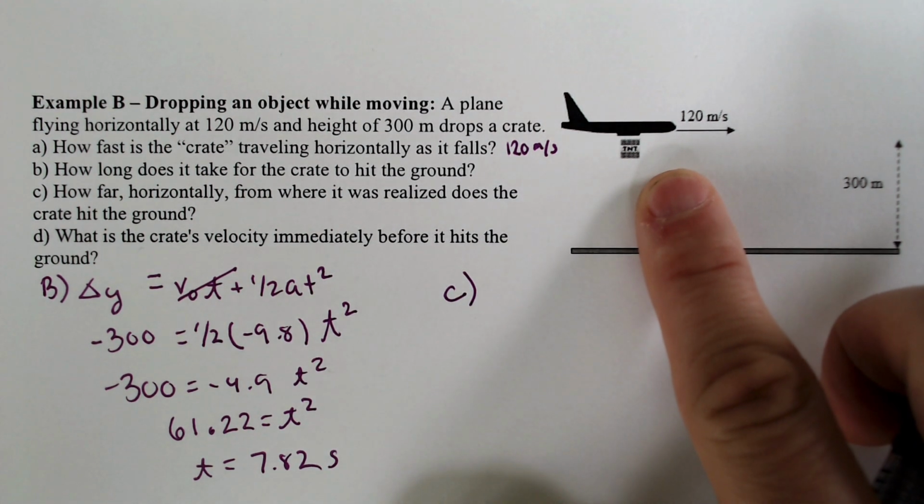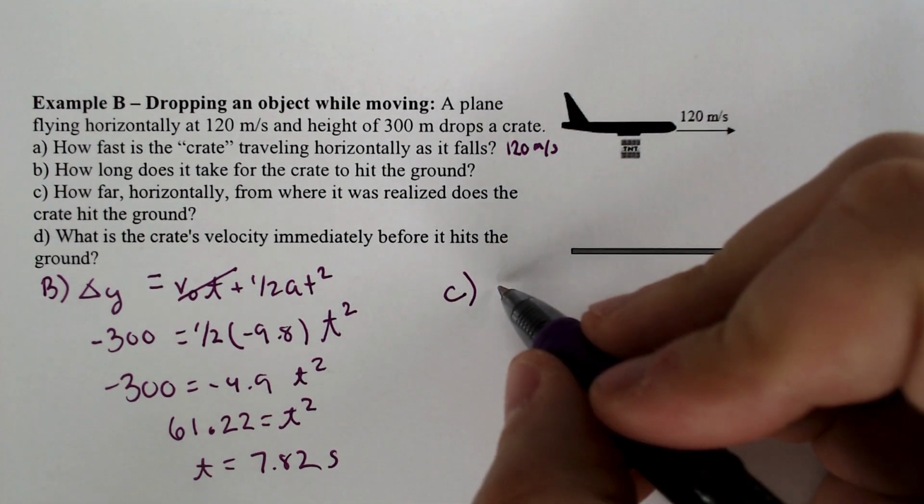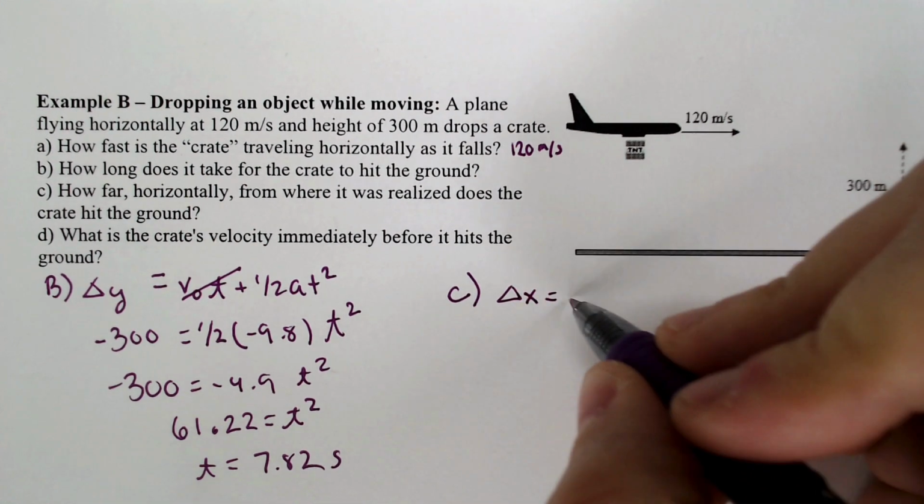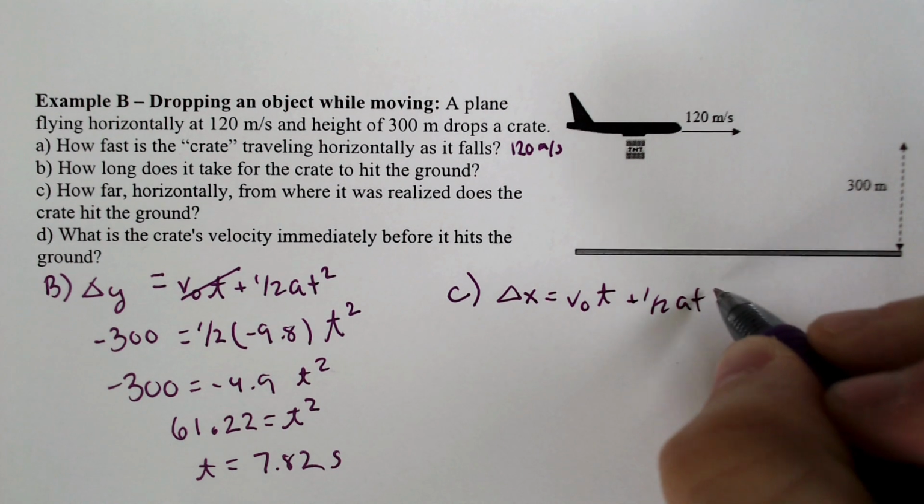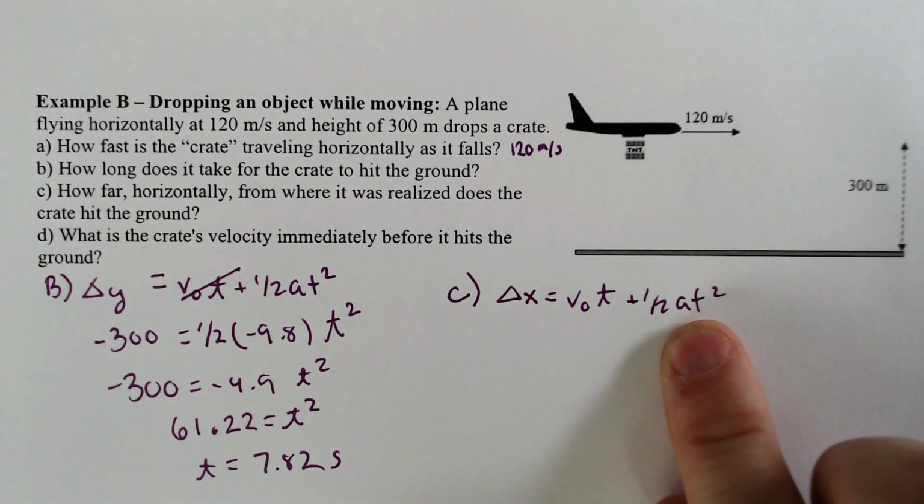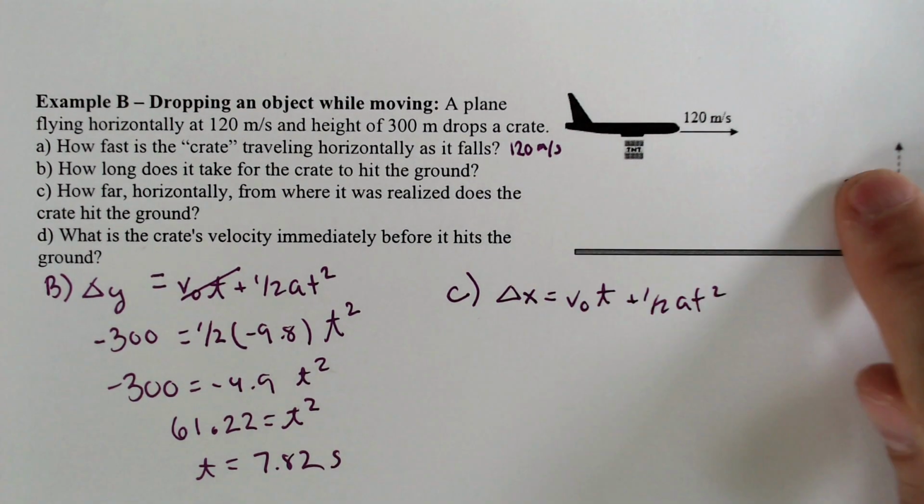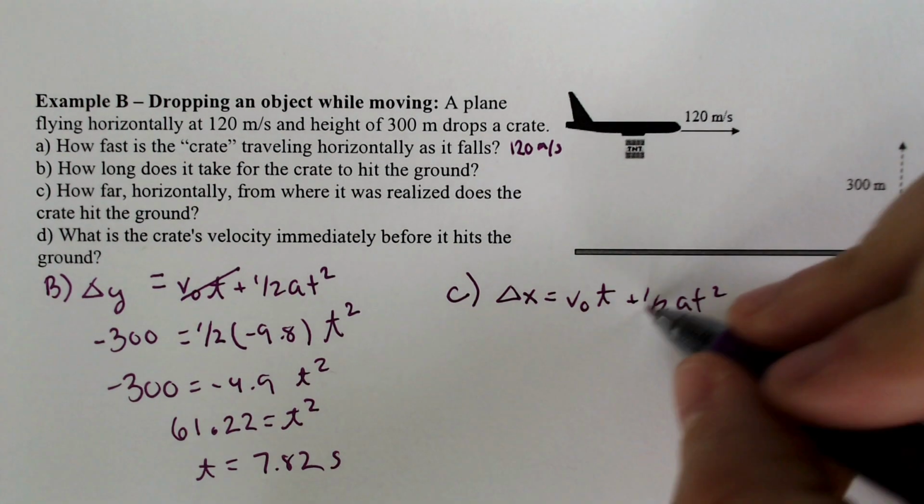So with that in mind, you could again use delta x equals v sub 0 times t plus 1/2 at squared. Well, there's no acceleration in the x direction. It is just moving 120 meters per second to the right, so that part cancels.